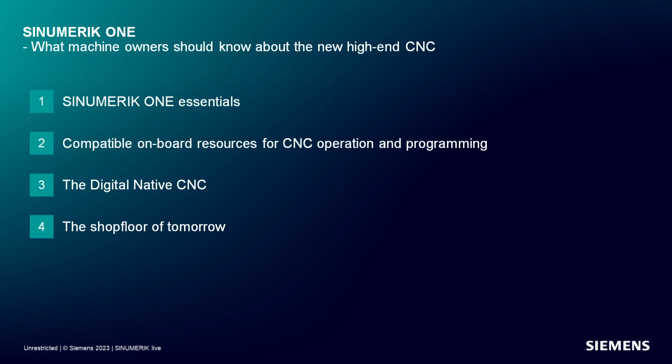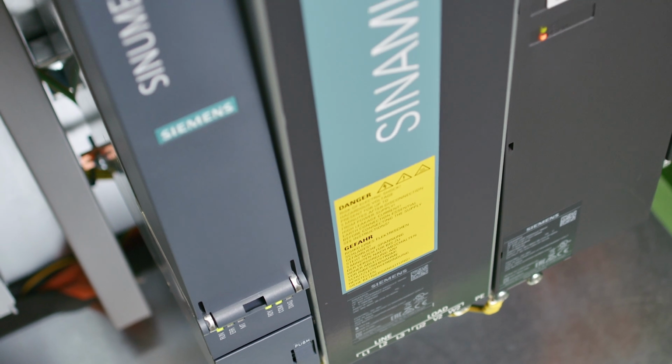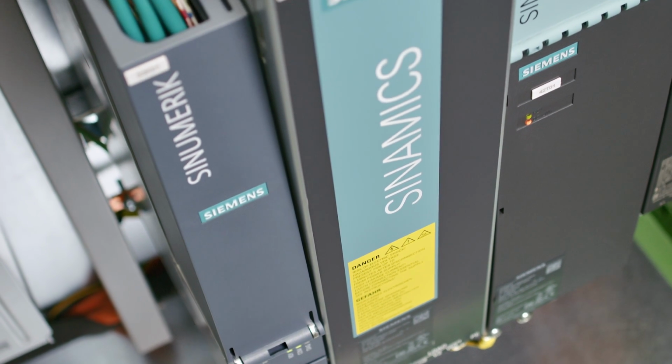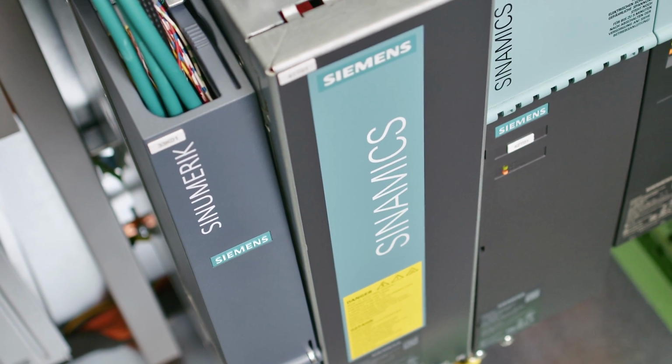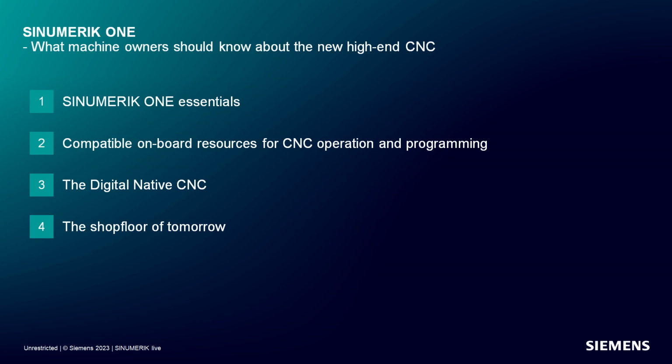First of all, we'd like to present the essentials behind the new name Cinemeric One. The second part deals with the most important features of the new high-end CNC, that is, the immense legacy of the predecessor system 840D solution line. We will then go on to look at the Cinemeric One digital twin. The fourth section is about how Cinemeric One supports the upcoming changes in parts production with machine tools.